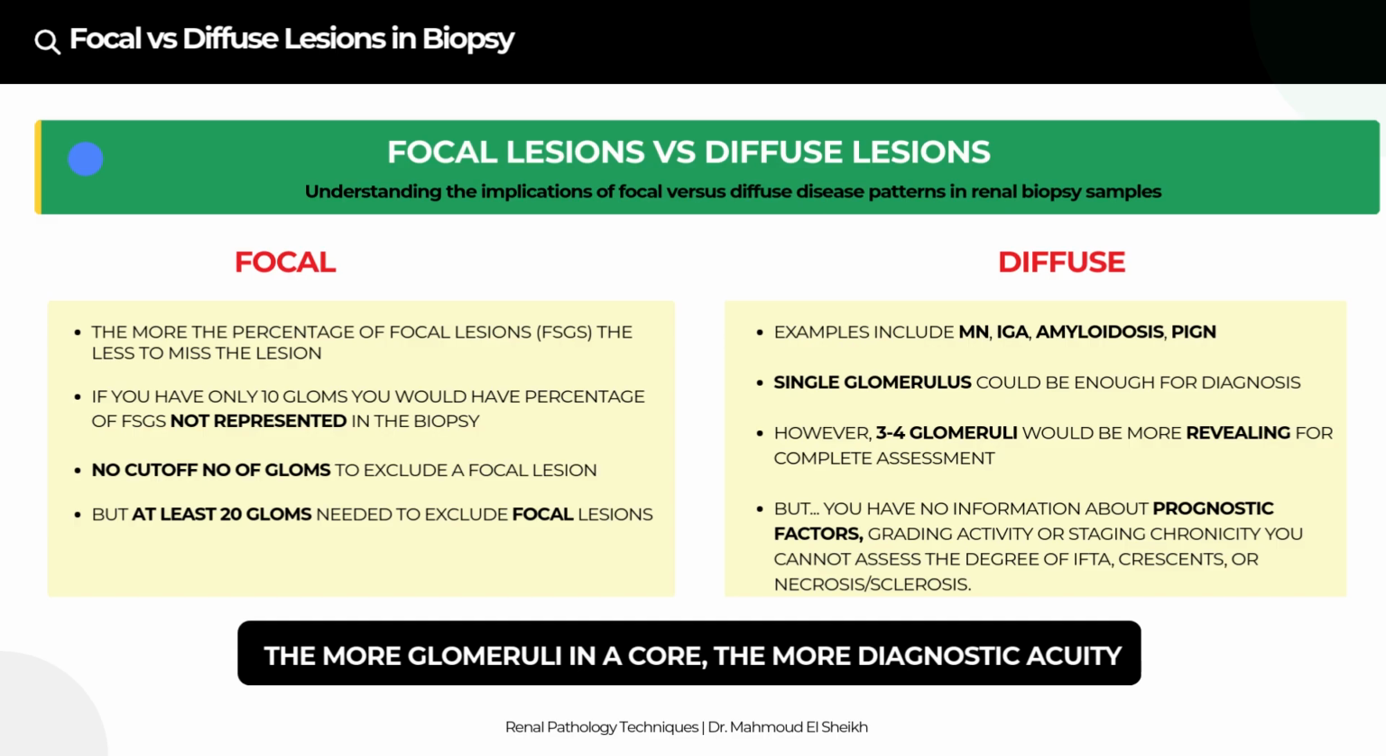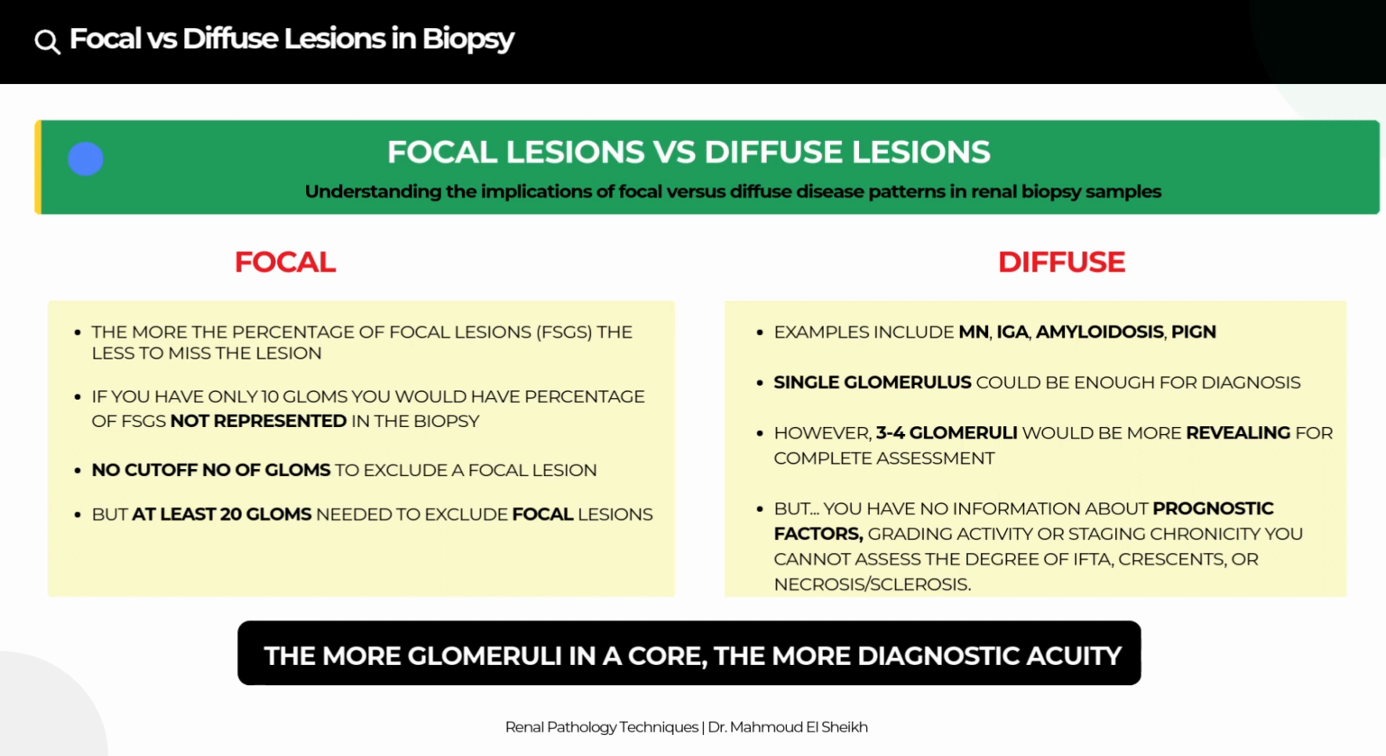Keep in mind that interpreting a renal biopsy requires special consideration, particularly when distinguishing between focal and diffuse lesions, as the accuracy depends greatly on the quality and representativeness of the core sample obtained. For example, focal lesions: the lower the percentage of focal lesions, like in FSGS, the easier to miss the diagnosis. If you have only 10 gloms, the FSGS lesions may not be represented in the biopsy.